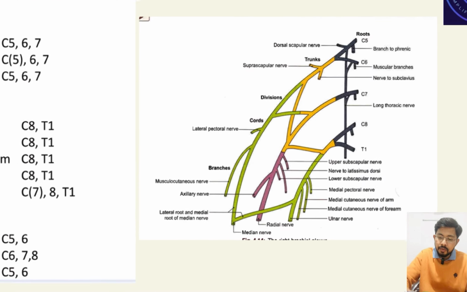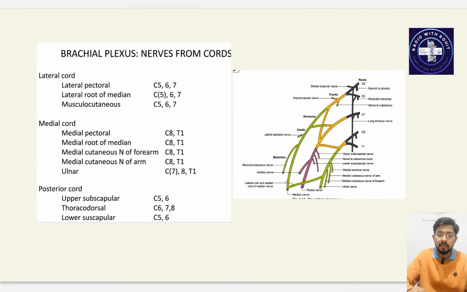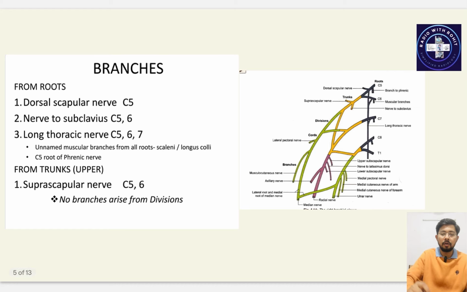Now the posterior divisions of all the trunks fuse and form the posterior cord. The posterior cord has the branches: upper subscapular, lower subscapular, the nerve to the latissimus dorsi, and the axillary nerve, and it itself continues as the radial nerve. So these are the branches of our posterior cord.